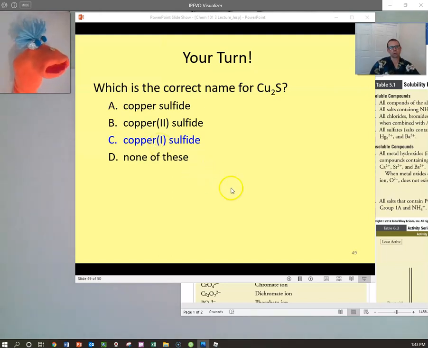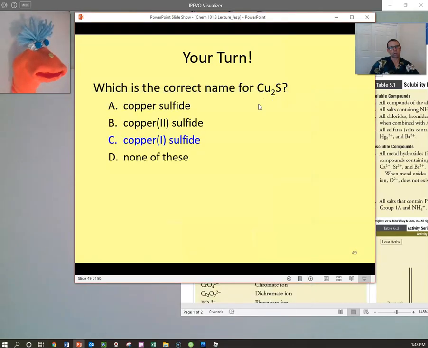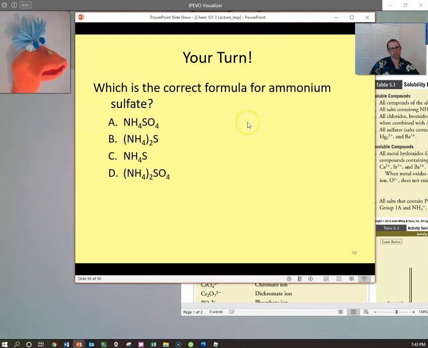And sulfide, what is sulfide again? Here, let's look on the periodic table. Here's sulfur. So it's going to want to have a -2 charge. Okay? Yeah. Okay, so -2 and copper is a +1. So yeah, you're going to need 2 coppers with a +1 charge. But it's still called copper 1 sulfide. Excellent job. All right, and ammonium sulfate.